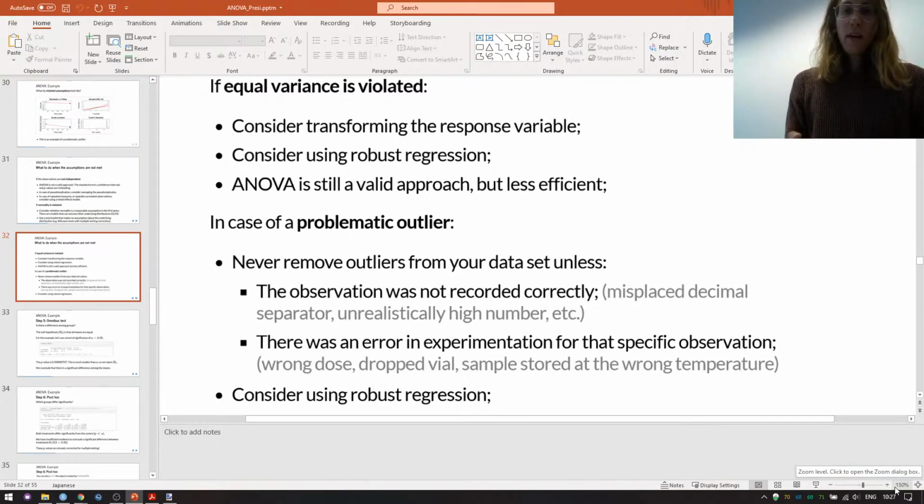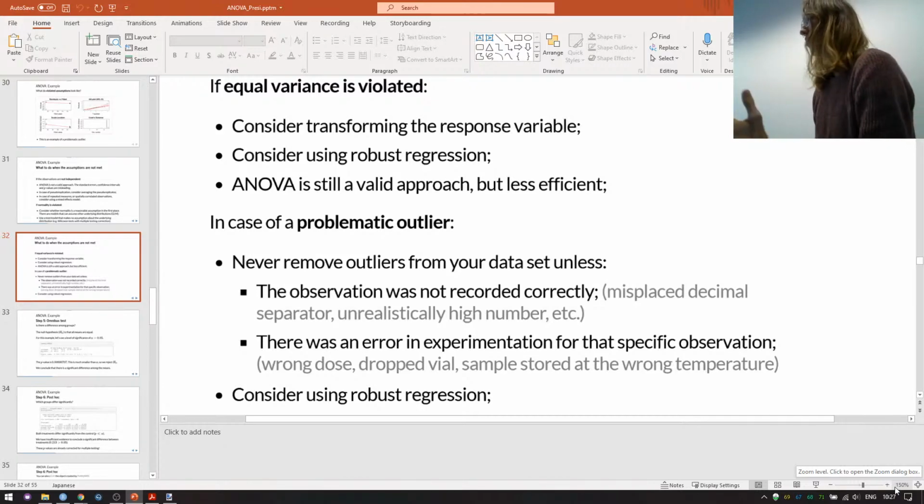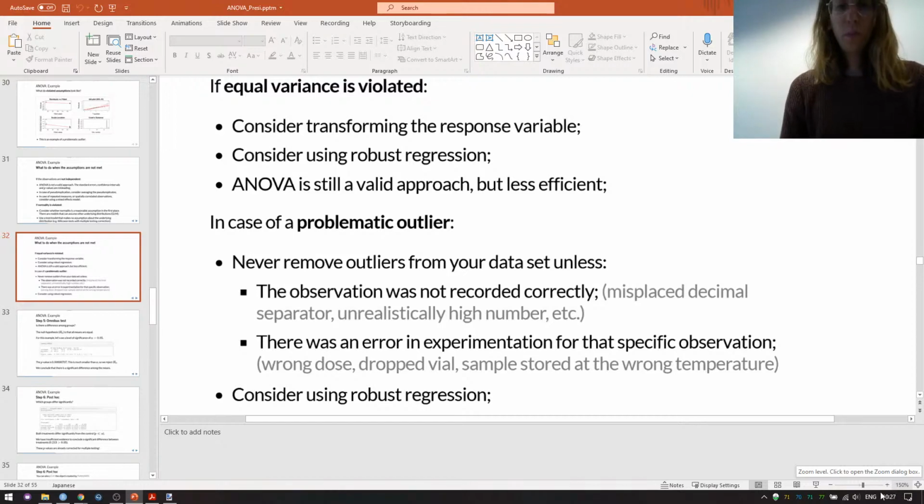And ANOVA is still a valid approach, so if there is no equal variance, you could still use an ANOVA, but it's just not as efficient and not as good as when the variances are equal. So aim for equal variances, maybe consider transforming the response variable if the variances are not equal.